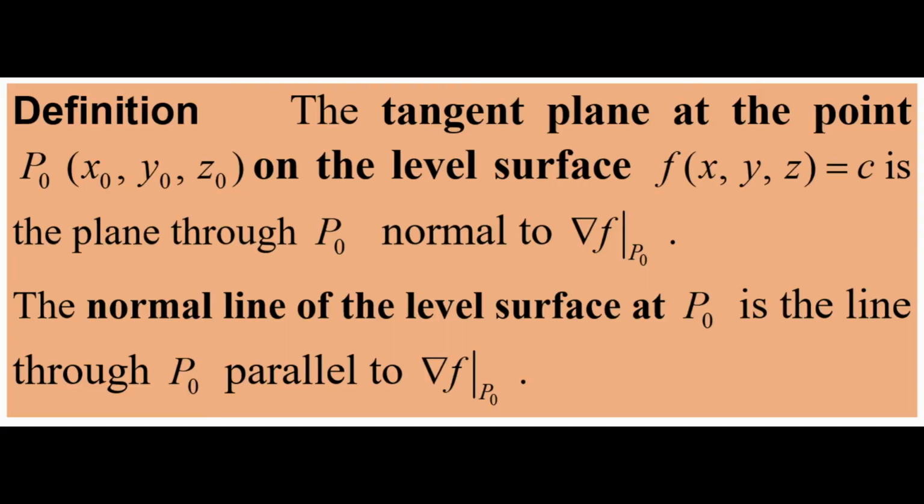Definition follows. The tangent plane at the point P naught with coordinates (x naught, y naught, z naught) on the level surface f of x, y, z is equal to c is the plane through P naught and normal to the vector grad f evaluated at P naught. The normal line of the surface at P naught is the line through P naught and parallel to the vector grad f evaluated at P naught.